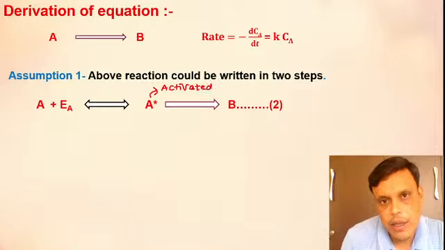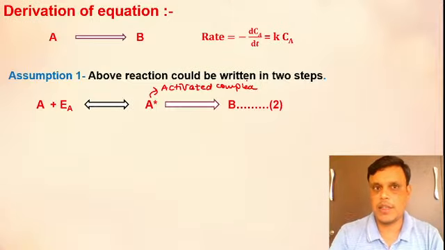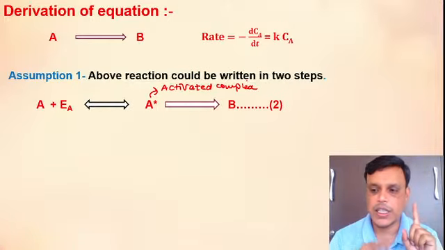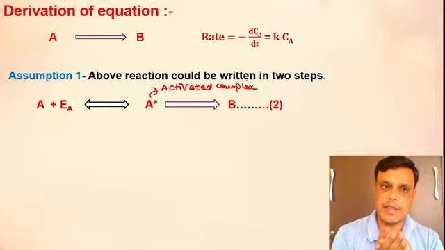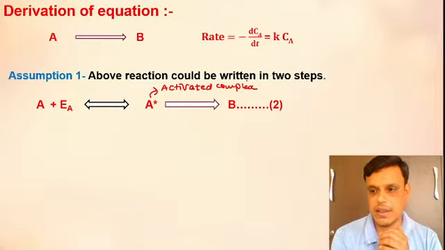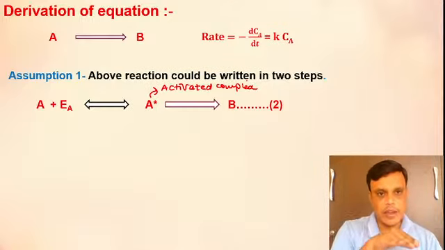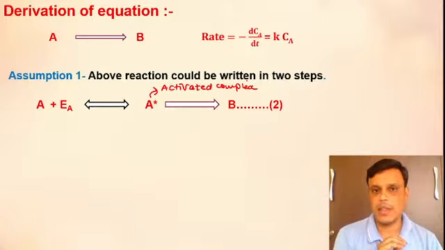It is an activated complex. So the first step is formation of the activated complex. It is not a simple single step reaction, it is a two-step reaction. And in the first step, what happens? In the first step, the reactants get energy, which is called activation energy, and form A star. That is the activated complex. So from the reactant molecule to the activated complex, this is the first step.